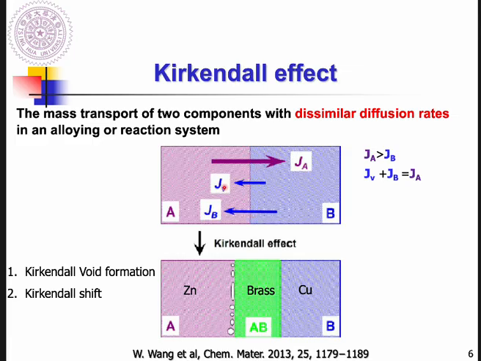And don't forget the void formation, where you can observe the void formation depending on the direction of vacancy flux. And where the interface moves to also depends on whether JA is larger than JB or JA is smaller than JB. So you need to determine this based on the magnitude of JA and JB.